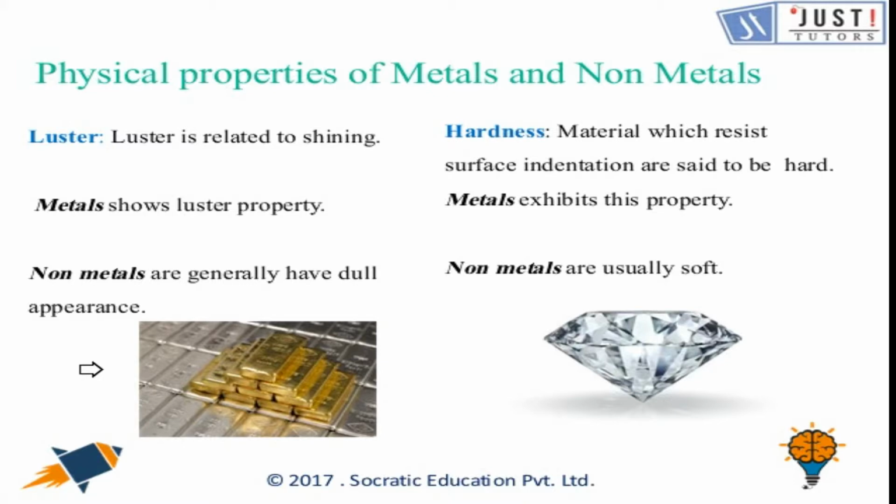Next we have hardness. Materials which resist surface indentation are said to be hard. Metals exhibit this property. All metals generally have a hard surface, for example iron and cobalt, and non-metals are generally found in the soft form, like coal and sulfur. Here we have diamond as an exception, as diamond is a non-metal while it's the hardest material known on this planet.